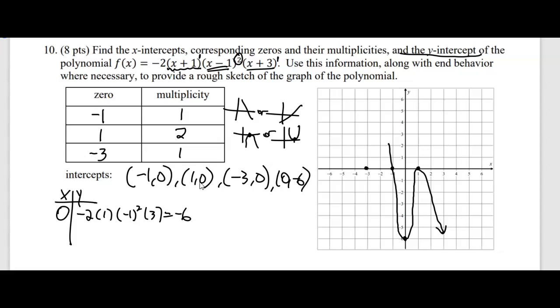Now at negative 3, again, multiplicity 1, it's going to cross like a line. How far up does this go? You could plug in negative 2. It goes way, way, way up. But for a rough sketch, I'm just going to turn it around right about there. It's not correct. It should be way up higher, but that's not the point of this. The point is to know what it looks like around the intercepts. So this is going to come down and cross like a line because the multiplicity is odd.